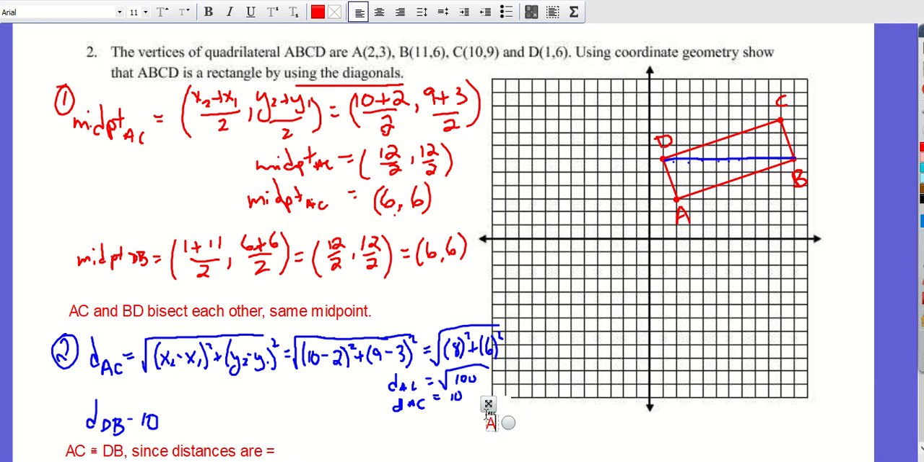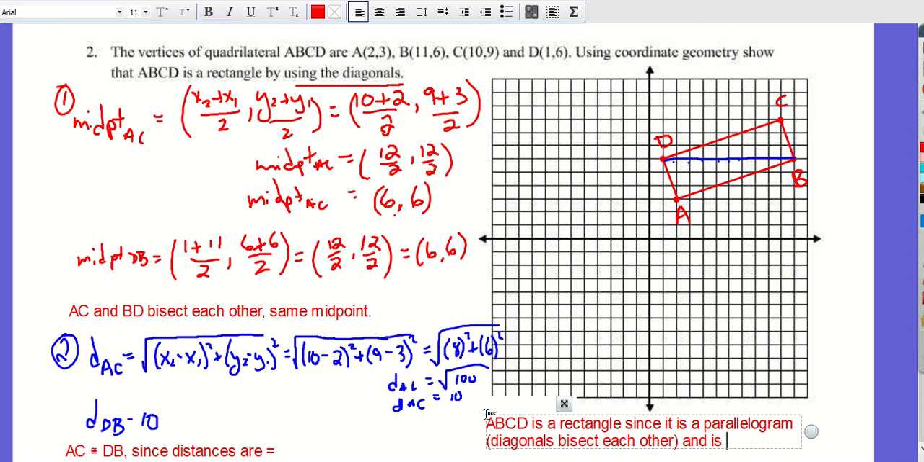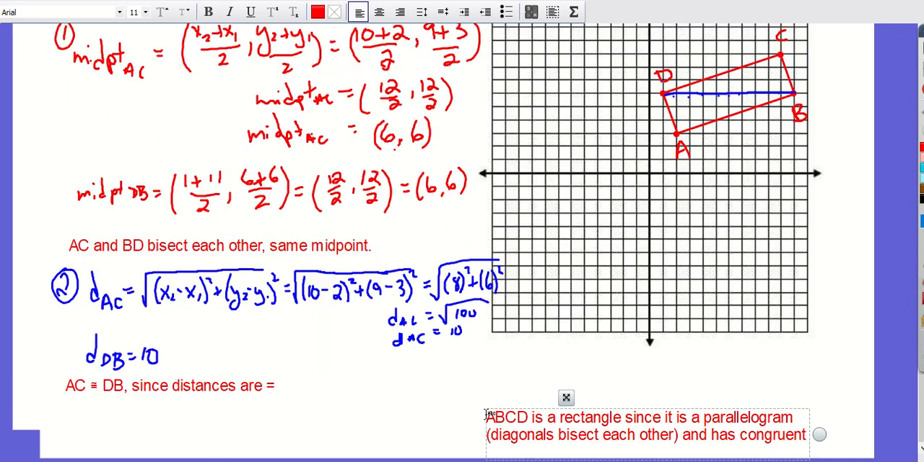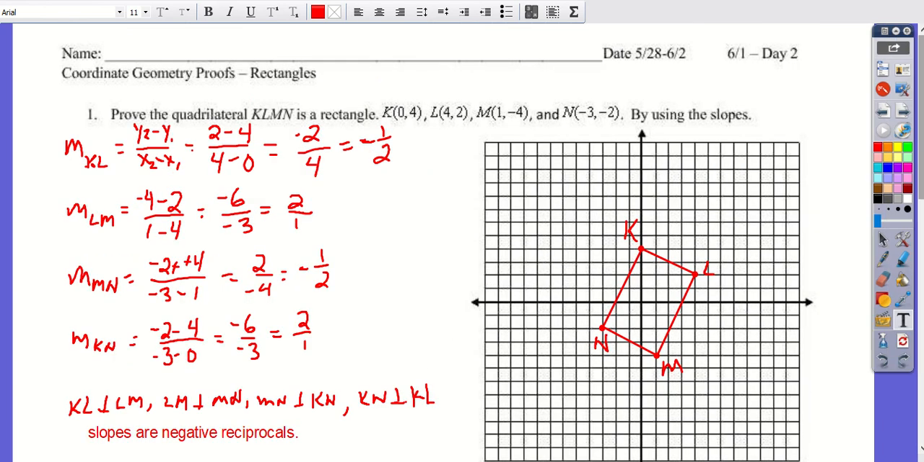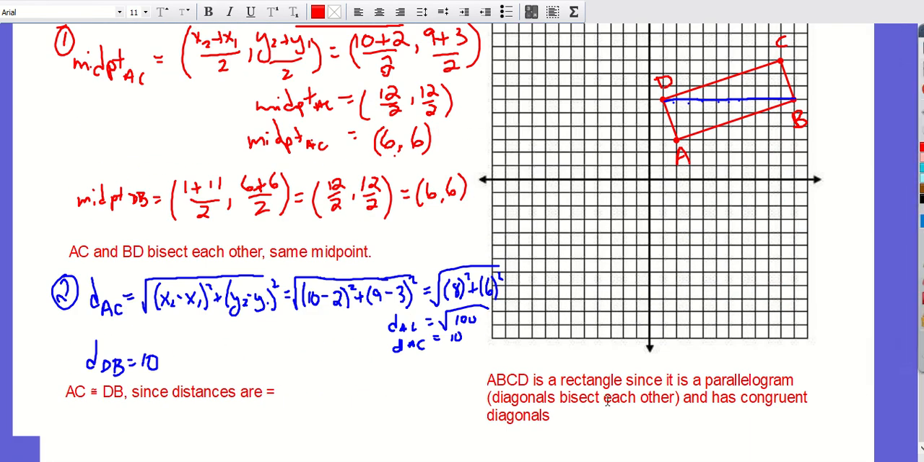So we're going to say ABCD is a rectangle since it is a parallelogram, right? We're going to say what property now? Diagonals bisect each other and has congruent diagonals. All right, and technically, if we left off the diagonals bisect, we just said it's a parallelogram. Actually, no, we want to say that because we didn't say it earlier. We could have said it's a parallelogram here, okay, and then finished it up with that. But we're going to wrap it up in one statement here.